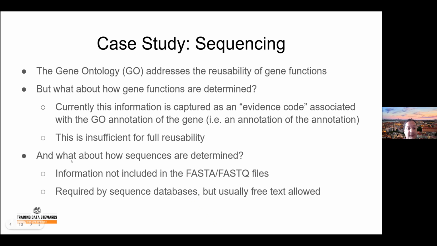And for sequences, the information about the provenance is generally not included in the sequence files themselves. Okay, it's typically required when you deposit your sequences in sequencing databases such as GenBank, but usually they allow free text, so it's not very structured information.